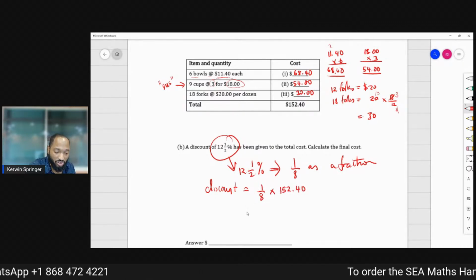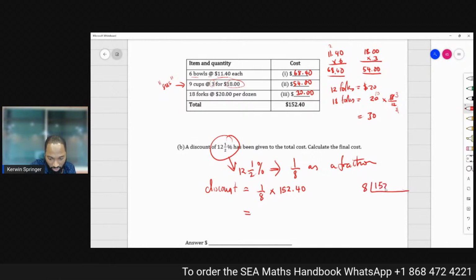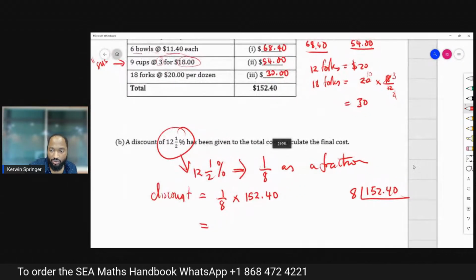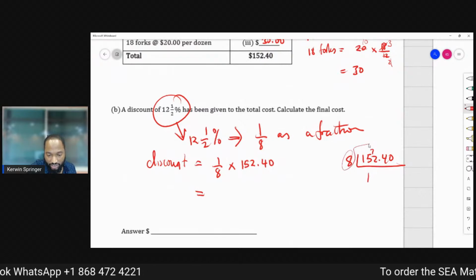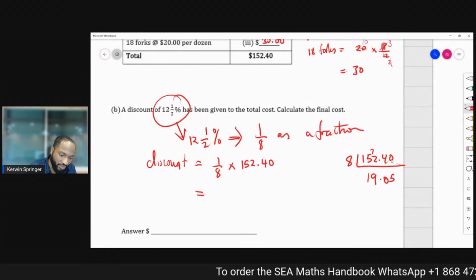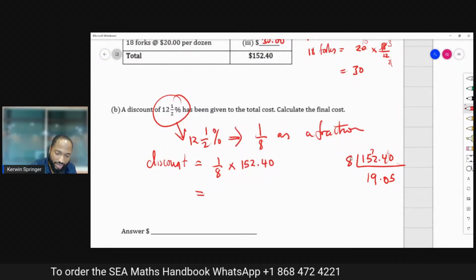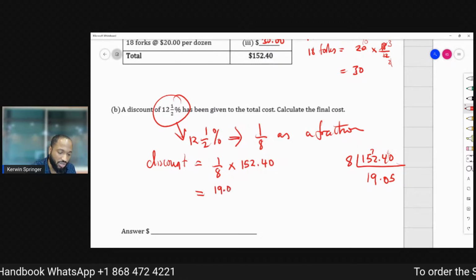I feel like I've given you all really good pieces of information here. I hope you all are taking it on. 152.40. Good technique. 18 could go into 15 one time, remainder 7. 8 could go into 72 9 times, and 8 into 4 cannot, 0. So put the 4 here and 8 into 40, 5 times. So 19.05 is the discount.